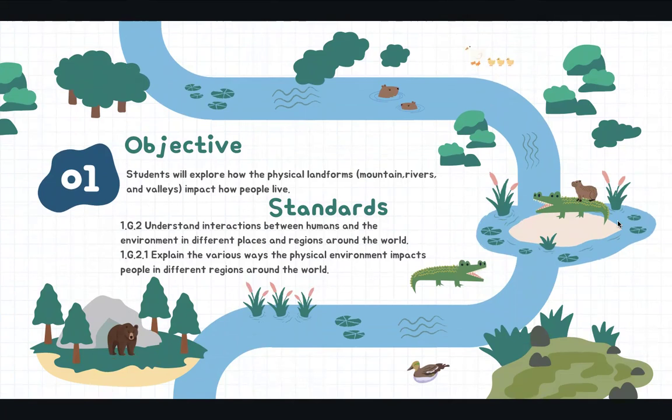Okay, class, so our objective is you will be able to explore how the physical landforms, mountains, rivers, and valleys impact how people live. And our standards for today are 1.G.2, understand interactions between humans and the environment in different places and regions around the world. And 1.G.2.1, explain the various ways the physical environment impacts people in different regions and around the world.